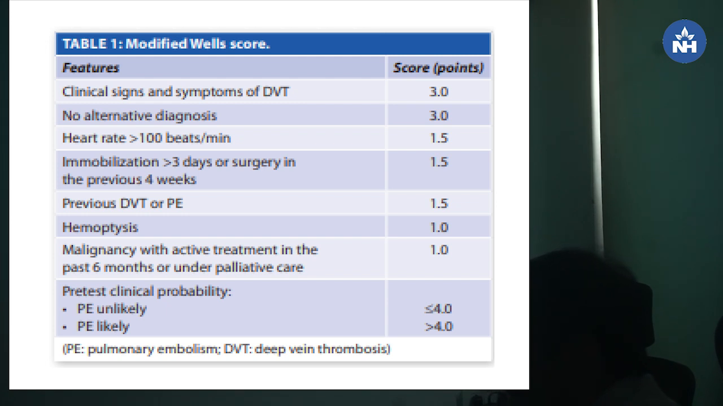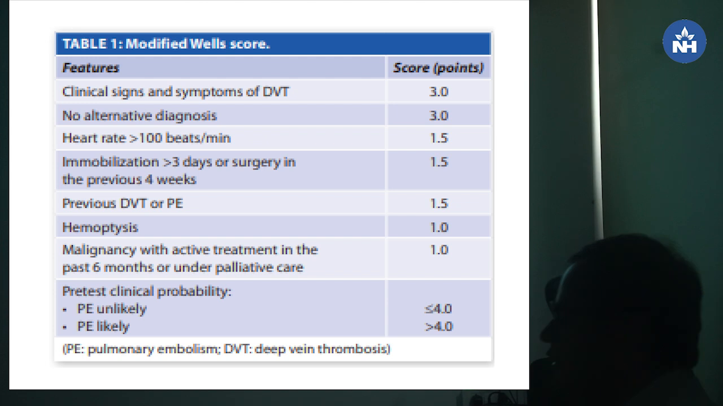This is the modified Wells score for pulmonary embolism detection. It includes clinical signs and symptoms of DVT, no alternative diagnosis, heart rate more than 100, immobility more than 3 days or surgery in previous 4 weeks, previous DVT or pulmonary embolism, hemoptysis, malignancy with active treatment in the past 6 months or under palliative care. When the score is more than 4, the chance of pulmonary embolism is more.